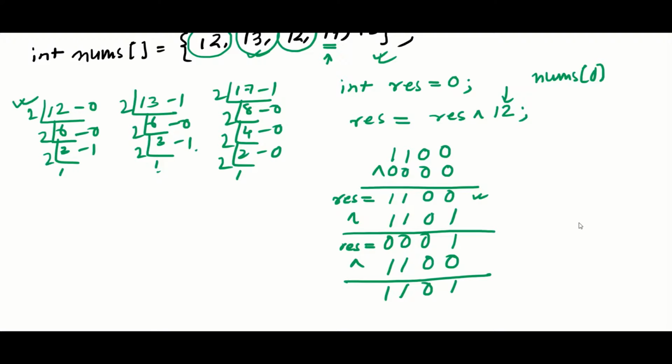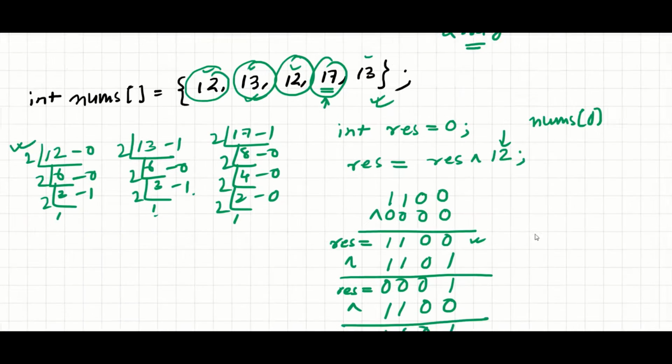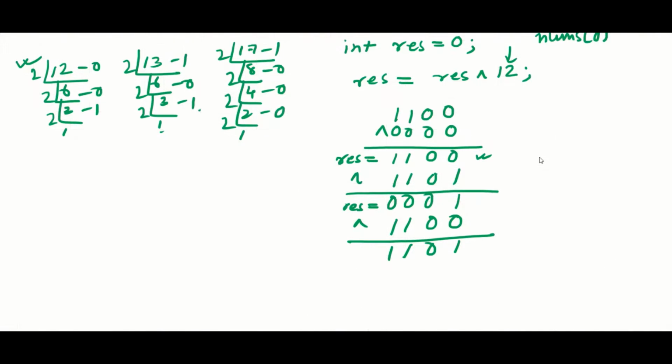Okay, so let's pick the fourth number. What is the fourth number? The fourth number is 17. This is the odd one, I think. Yeah, let us check. What is the binary number of 17? This is the binary number of 17. So let's pick it: 1 0 0 0 1.